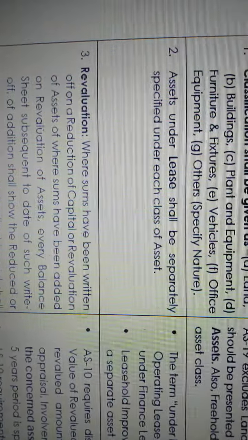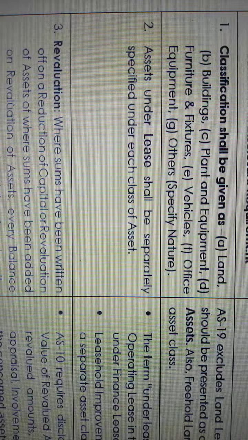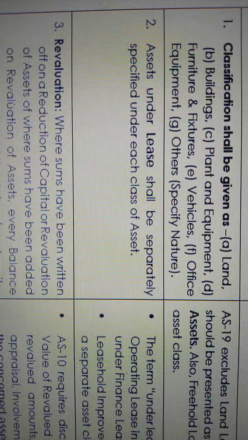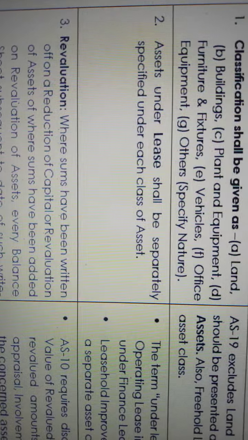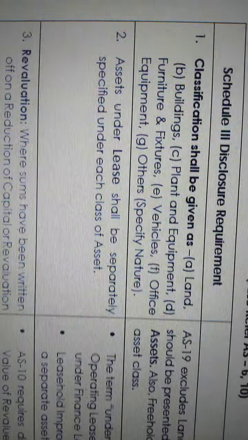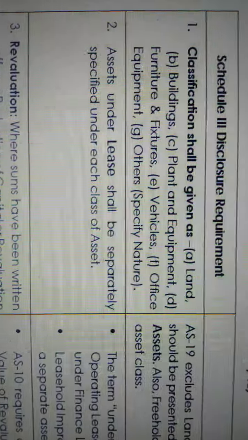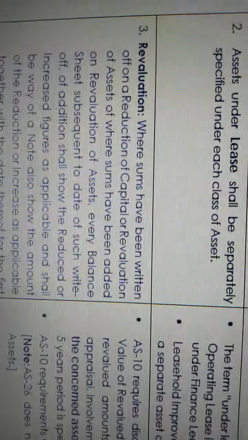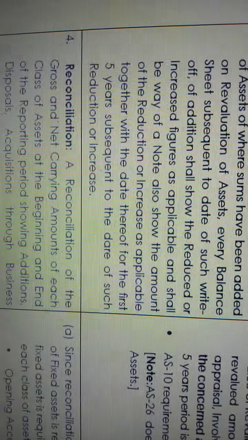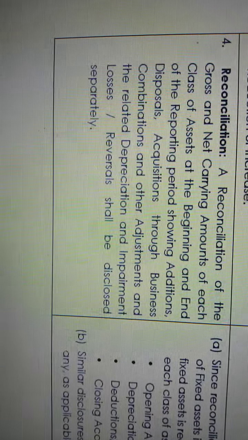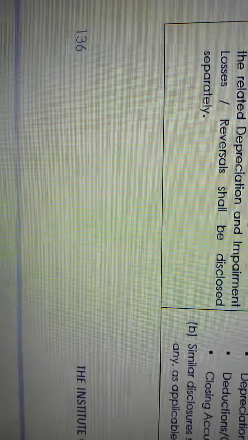Assets under lease, if anything is under lease, shall be presented separately. Remember our AS 19 lease classes. Finance lease, operating lease. The asset taken under finance lease should be presented separately. Okay, it should not be part of your general assets. Any revaluation made, that also you have to present. Reconciliation: opening balance, closing balance, purchase during the year, anything sold, all those things.